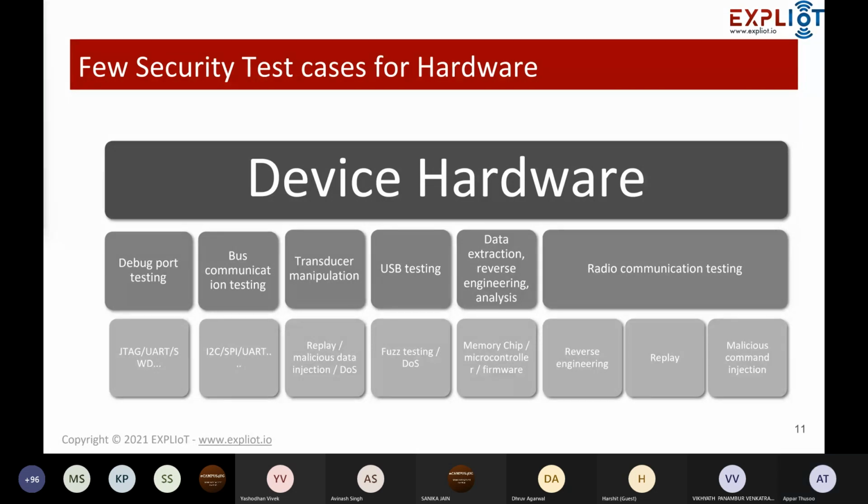You change those bit streams. You try to see if you're able to inject some kind of malicious command onto the receiver, and again that questions the integrity check of the receiving end.